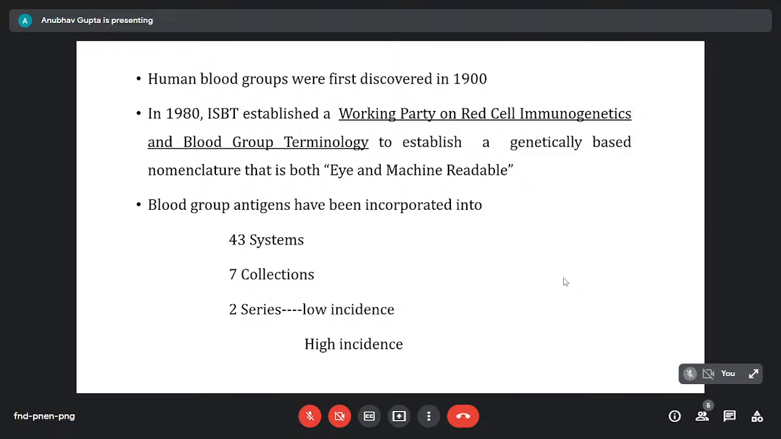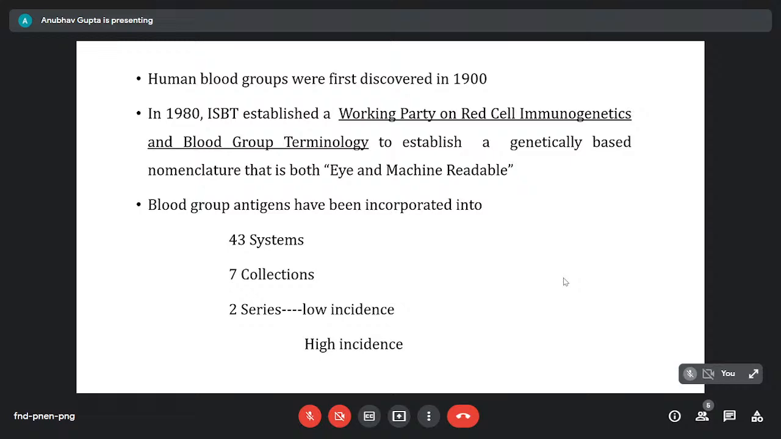So at present there are 43 systems, there are 7 collections and there are 2 series. And series are again divided into 2, that is low incidence antigens and high incidence antigens. So I've already told you what is the system, I have told you what is the collection. A collection forms a group or a bunch of antigens for which the genes have not been identified, and the series were those which were not a part of a system, not a part of a collection, but they can be divided into low incidence or high incidence.